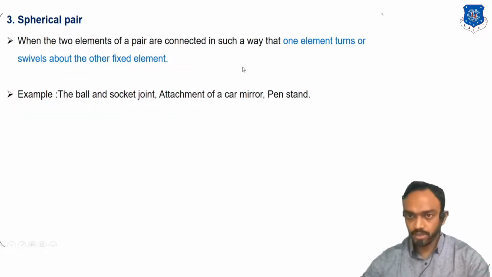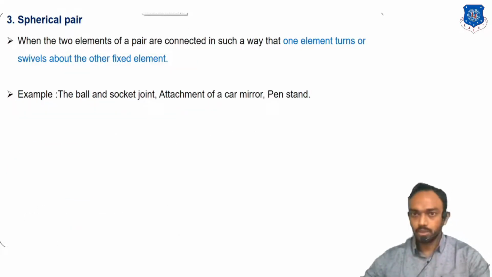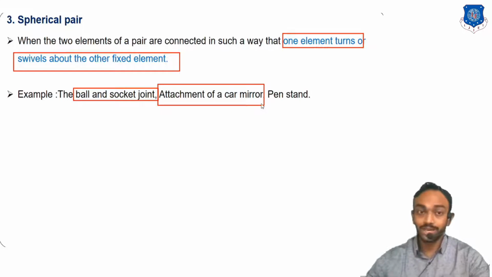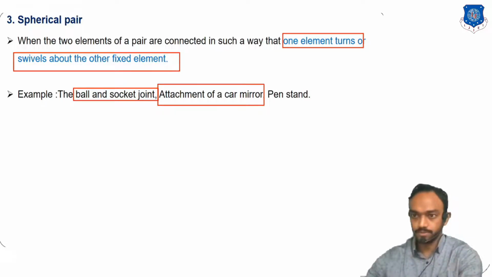Third is a spherical pair. Two elements are connected in such a way that one element can turn or swivel about the other. One element is connected in a spherical geometry, and it can turn or swivel with respect to the other, like a ball and socket joint, or a car mirror, or a two-wheeler bike mirror. You can turn this mirror with more degrees of freedom.